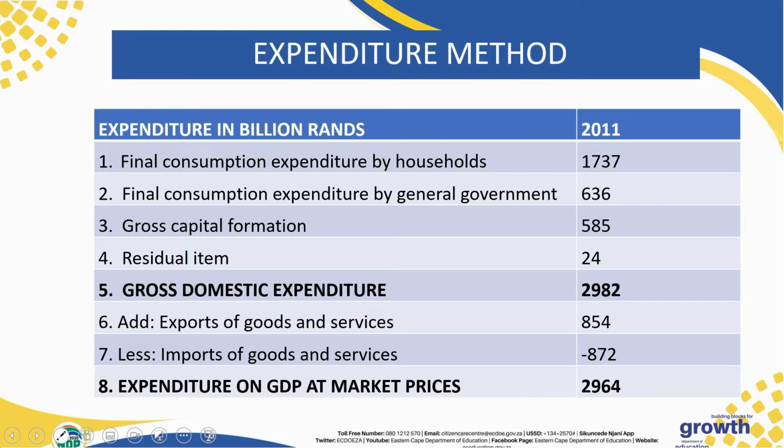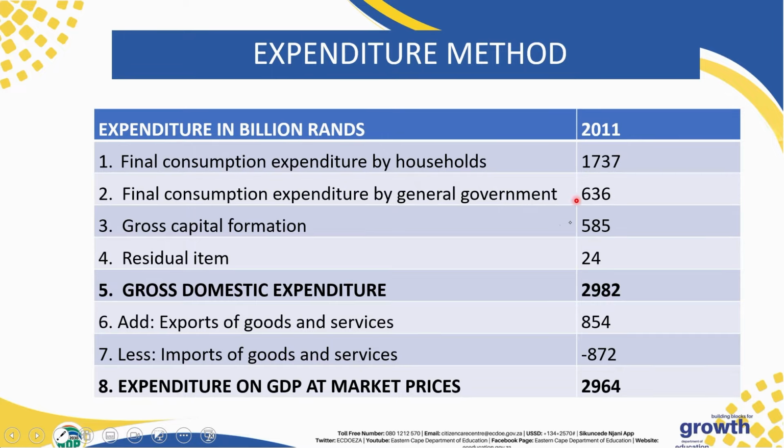Under the expenditure method, you'll discover that on the first line we have the final consumption expenditure by households. On the second line, the final consumption expenditure by general government. Then the third one talks about the gross capital formation. The first one refers to the amount of money that is spent by our households. Some may ask the question, why do we have more money when we talk about the expenditure of households? It's because the households are regarded in our economy as the primary consumers. So their role is just to purchase goods and services.